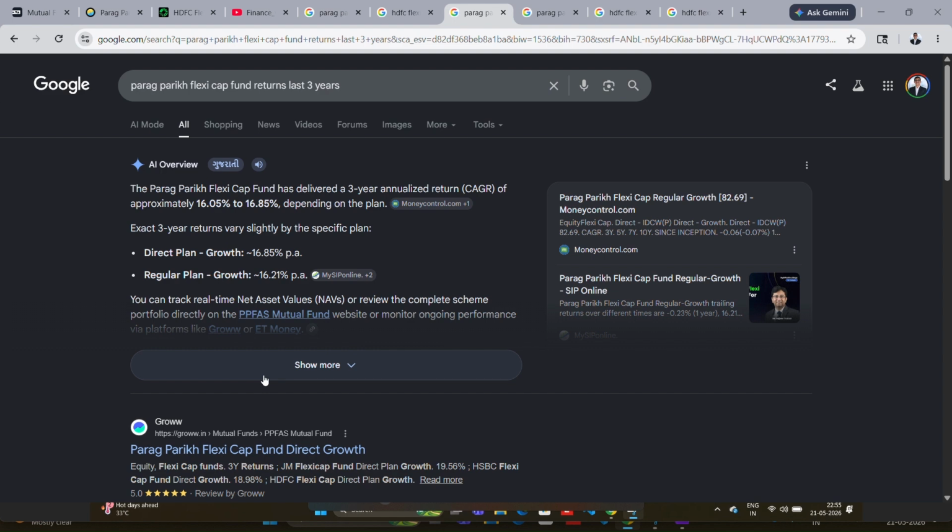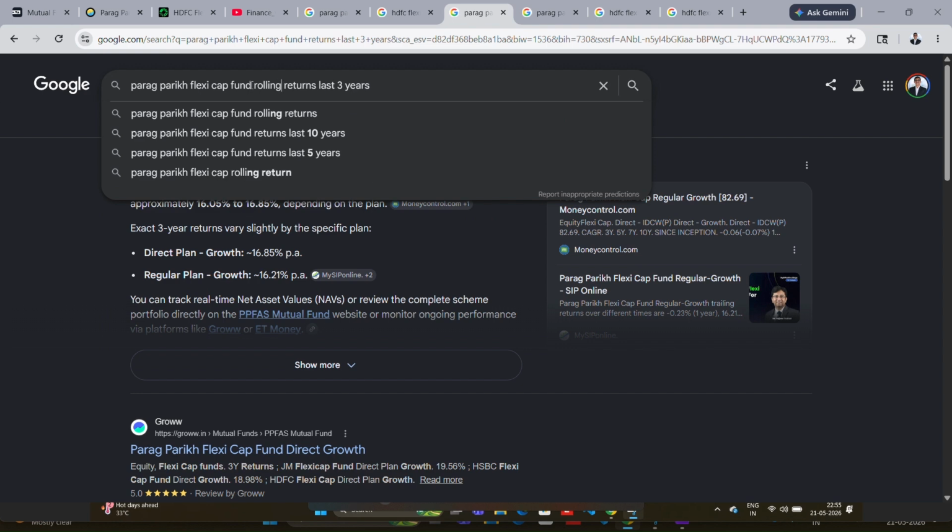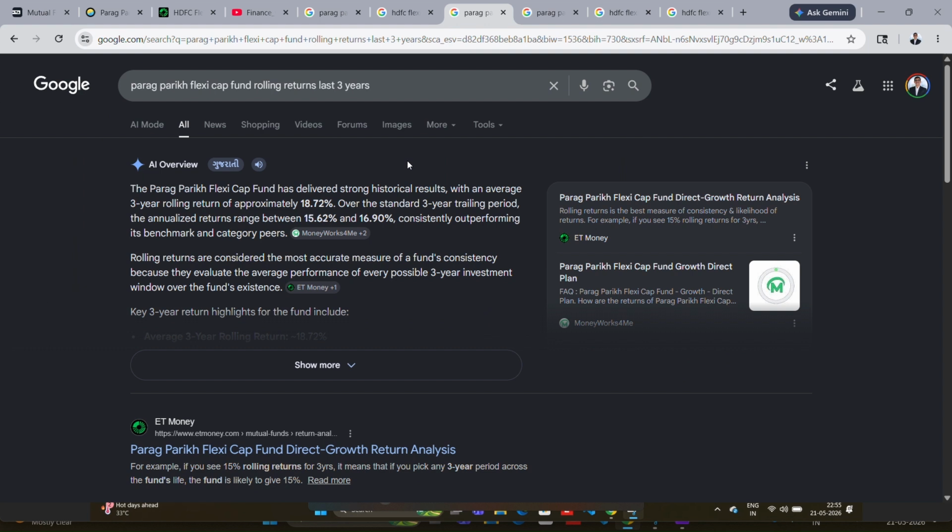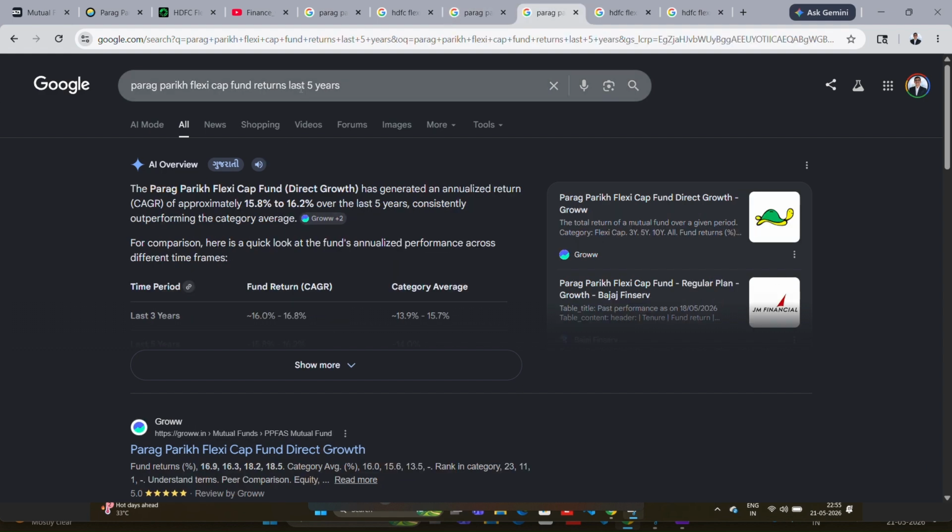Good, right? And moreover, the other important thing is we should see the rolling returns, not the absolute returns. Let me show you the Parag Flexi Cap's rolling returns over the last 3 years. Rolling returns means from each endpoint to the point 3 years after it, not just from 1st January 2023 to 1st January 2026. That is the absolute return. We should see the rolling returns. The Parag Flexi Cap Fund's rolling returns over the last 3 years are around 18.72%. It is very, very good.